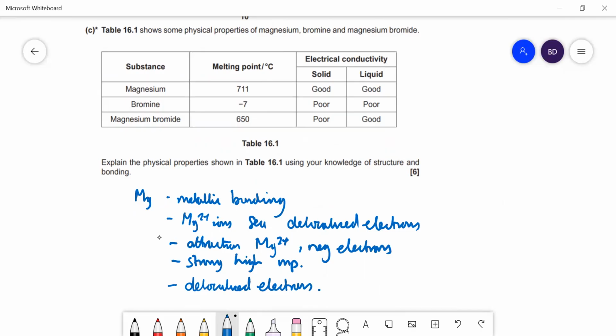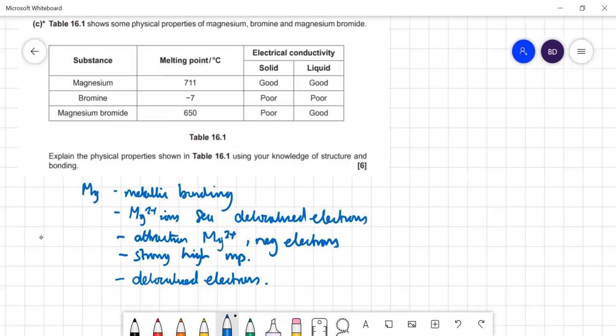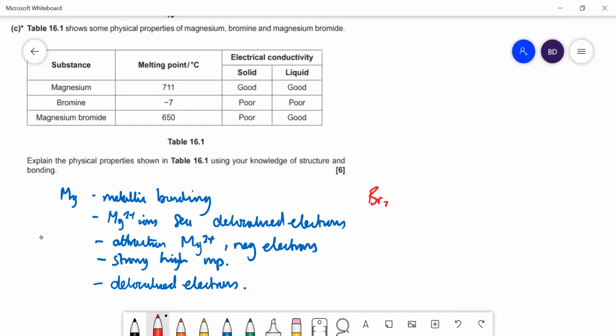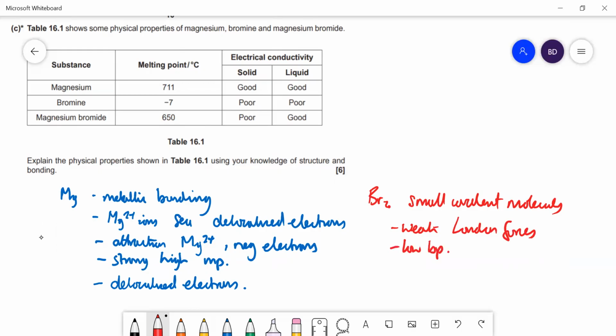Well, what we're going to say about bromine, they are small molecules, small covalent molecules. So what's holding them together are weak London forces, because there's no permanent dipole in the bromine molecule. So they're pretty weak, so that's why it's got a low boiling point. It's got no ions and it's got no delocalized electrons, so it won't conduct electricity. Worthwhile mentioning that. Finally, magnesium bromide.